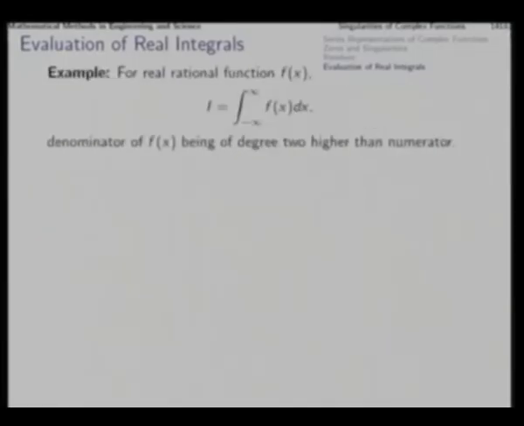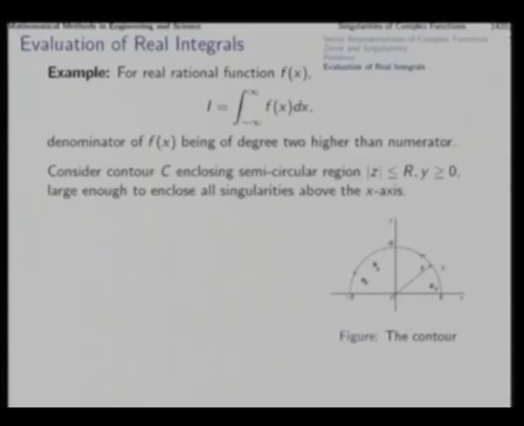Another case is for real rational functions for which we want to evaluate the integral from minus infinity to infinity, improper integrals. Now, the method that we are going to discuss will work for those rational functions in which the denominator is at least 2 degrees higher than the numerator. Let us see how it works.